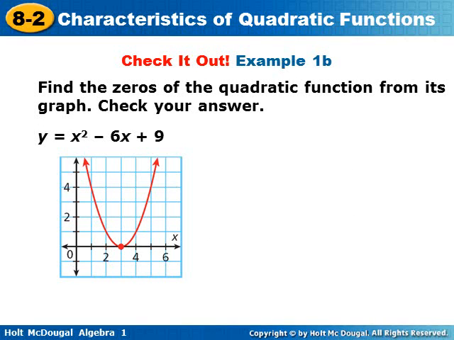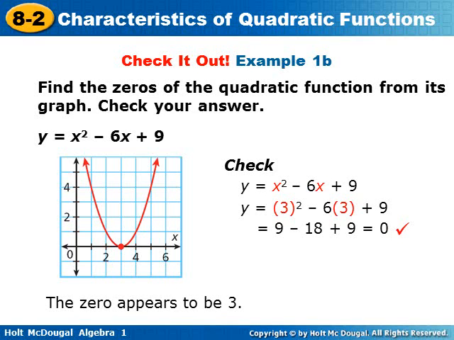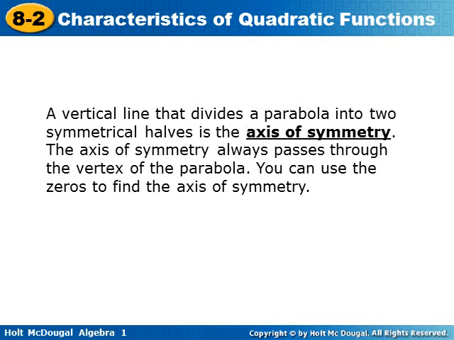Find the zeros of the quadratic function from its graph. Check your answer. This one is for you to try and you can check back to the slideshow for the answer. The zero appears to be at 3, and when you plug it back into the original equation, you end up getting a result of 0, so you know you've picked your zero correctly.